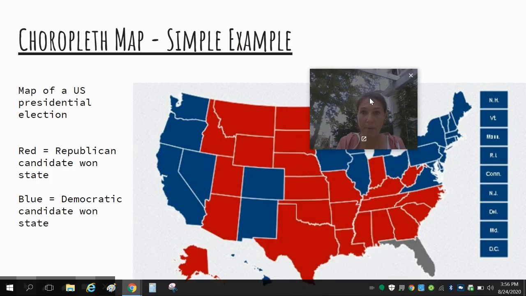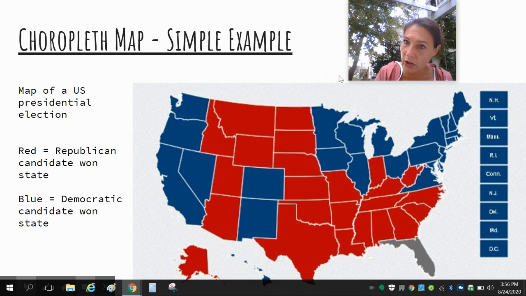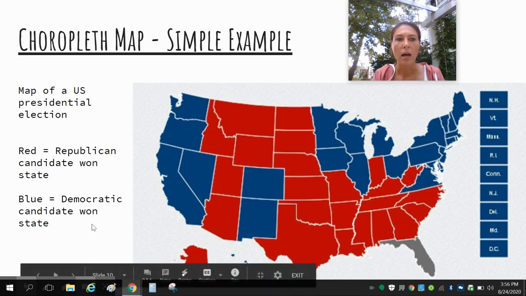Here's another choropleth map, and it's an election year, so we're going to look at this map, especially as we get closer to the election. I just grabbed this. I didn't even care what year, because we're in an election year, so it doesn't matter. But red equals Republican, blue equals Democratic states.